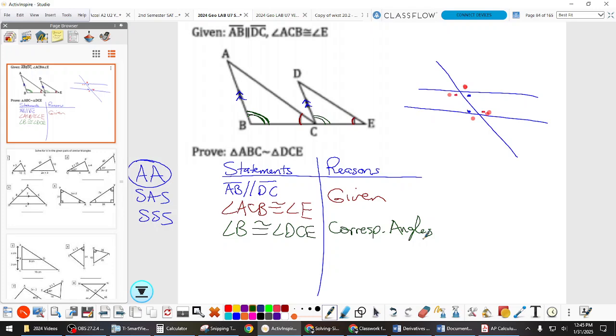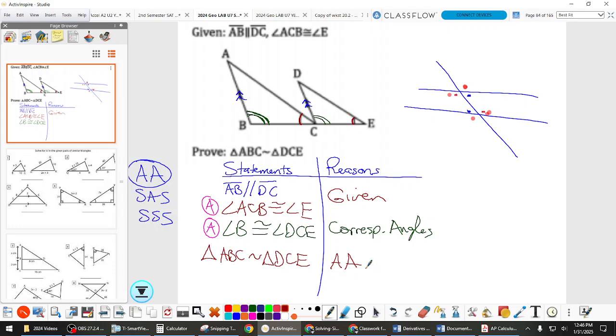So far, we've only had to come up with one thing, right? And we're done. So what's the last line? Because we did angle, angle, we are ready to conclude this proof. Triangle ABC is similar to triangle DCE, because of angle-angle. Cool. Everybody good on that? Anybody get there on your own? Awesome. Is that a thumbs up?